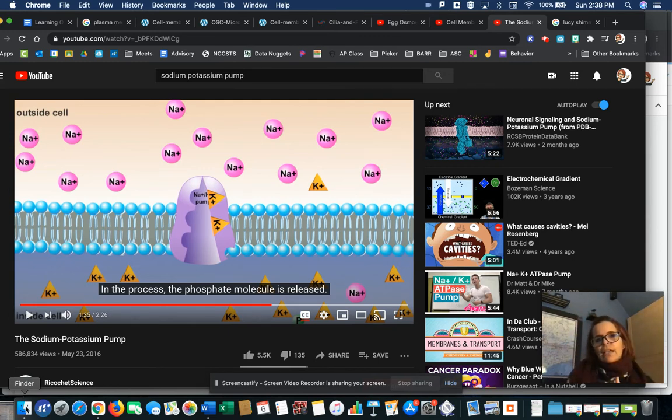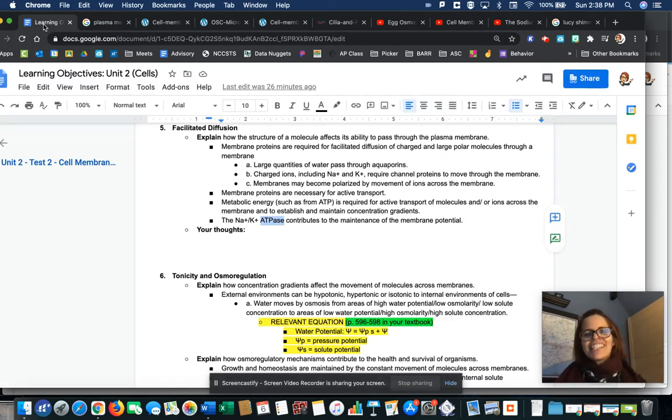So when it's bringing ions across to either side, that's called a carrier protein, as opposed to a channel protein, which doesn't change shape. It's just basically a hallway that molecules can pass through. And aquaporin is an example of a channel protein that allows water to pass through.